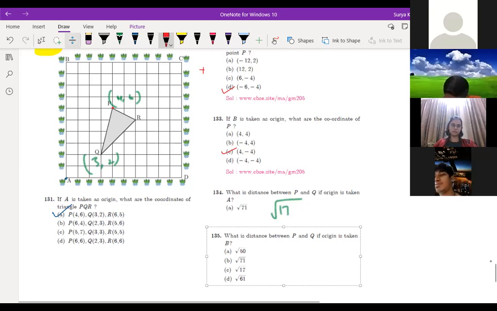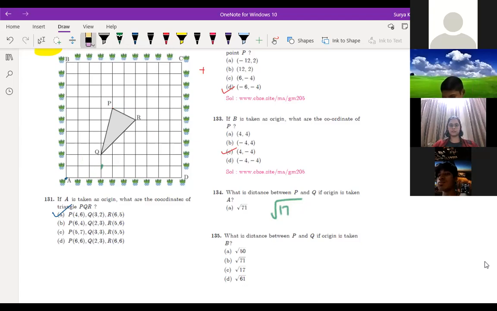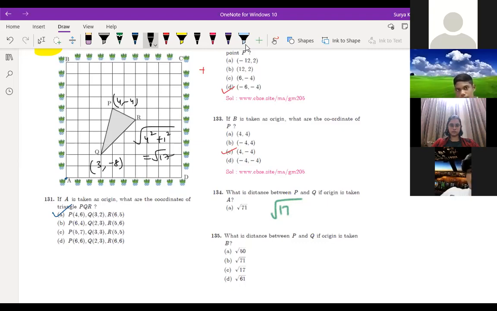Just mention here what is the coordinate of P and Q if B is origin. If B is origin, what is this P over here? 1, 2, 3, 4. 4 comma 4, right? 4 comma minus 4. What is the Q over here? 3 comma 1, 2, 3, 4, 5, 6, 7, 8, minus 8. So minus 4 plus 8 means 4 squared plus 1 squared. This is also root 17 only.